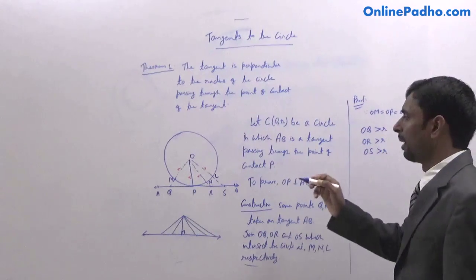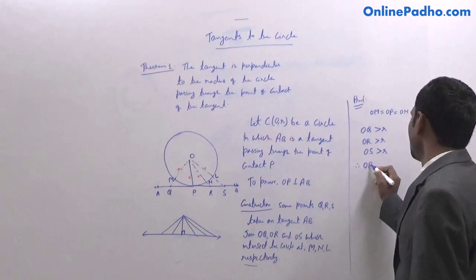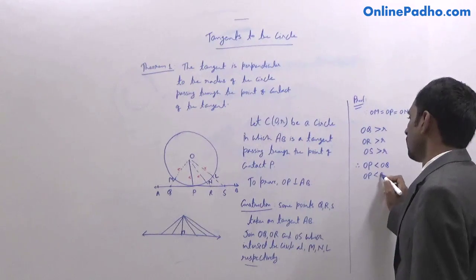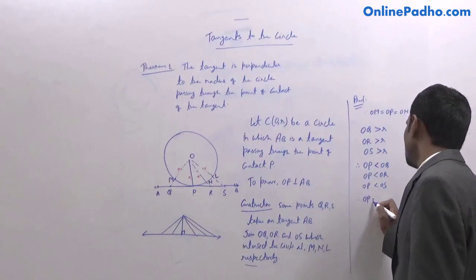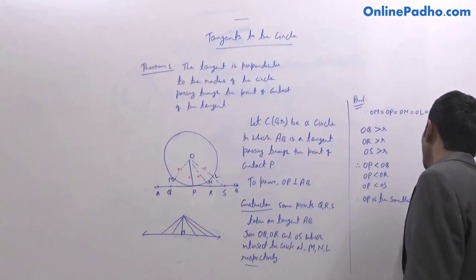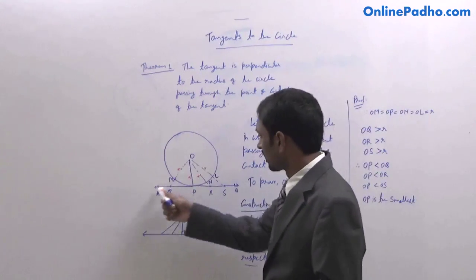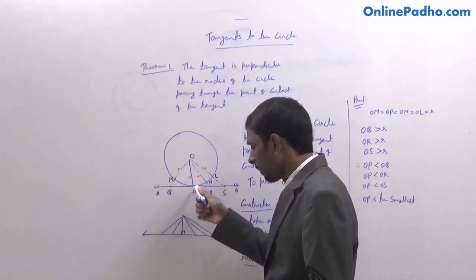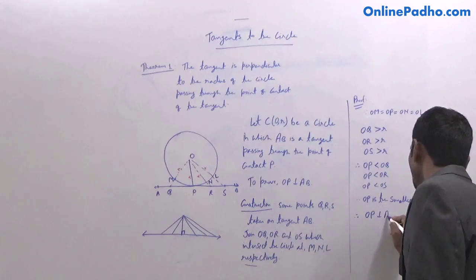Why? Because OM, ON, OL is equal to the radius. So therefore we can say OP is less than OQ, OP is less than OR, OP is less than OS. So therefore OP is the smallest one. So from any point to this line, if a line is the smallest one, we can say this line will be the perpendicular on AB. So therefore OP must be perpendicular to AB.